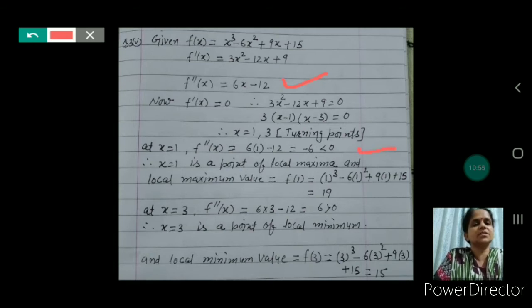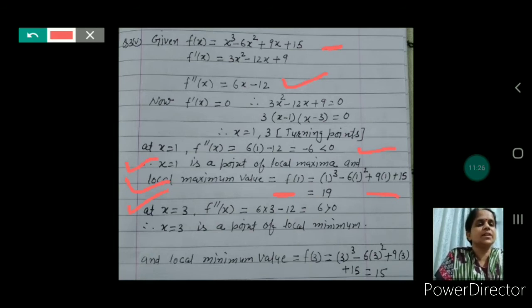Okay, so x is equal to 1 is the point of local maxima, and the local maximum value you will get from the function only. Okay, so find f(1). It is 1 cube minus 6 into 1 square plus 9 into 1 plus 15. You solve it and get 19. Okay, and now the same method for x is equal to 3. First substitute in f double dash x.